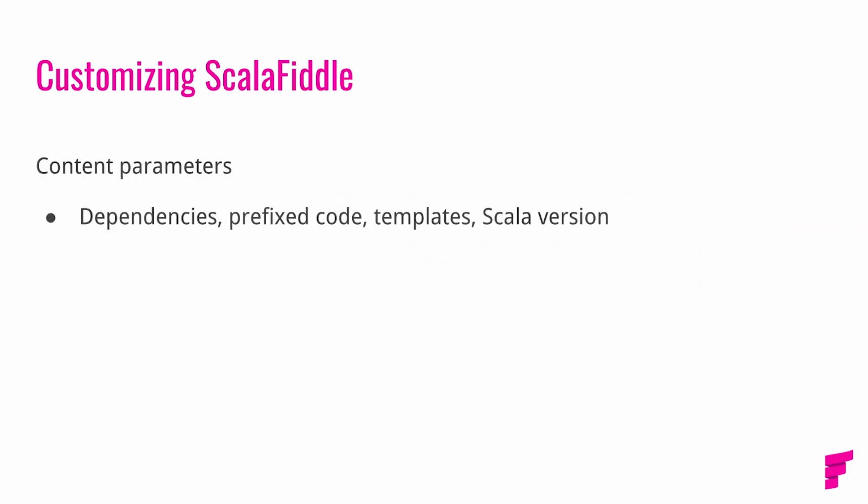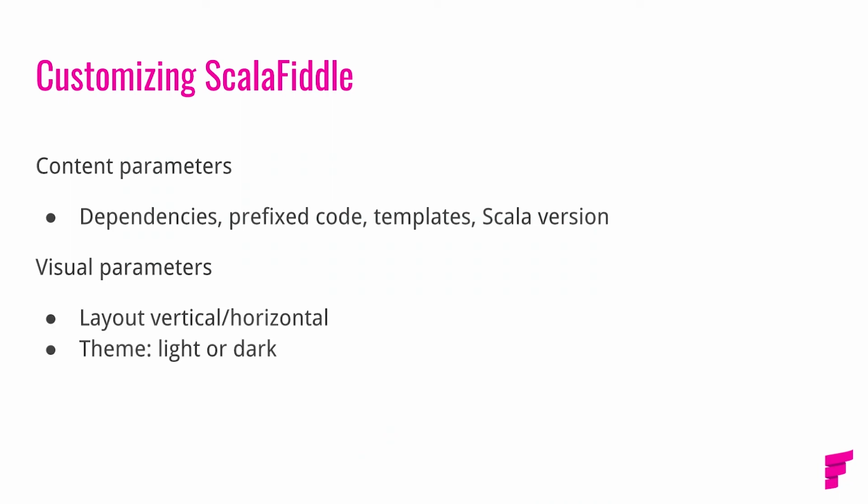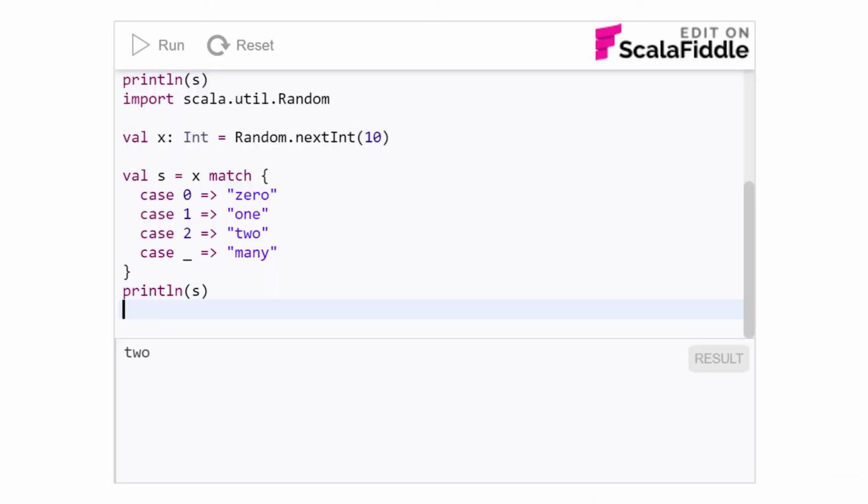You can customize a lot of things. You can add dependencies like libraries. You can add hidden code, prefixed code, if you don't want to show all the imports and all that stuff every time. In the example, you can hide it. You can use templates for this. You can set the Scala version, if it's 2.11, 2.12, in the future 2.13 as well. You can change different visual parameters: how it's laid out, whether it's light or dark, what the height should be.